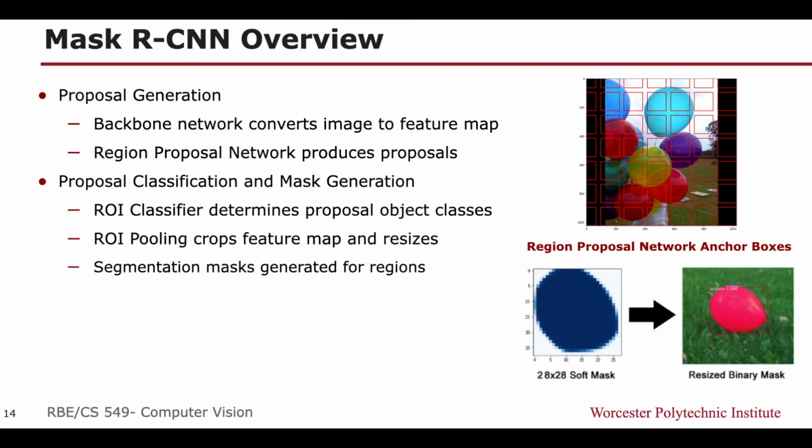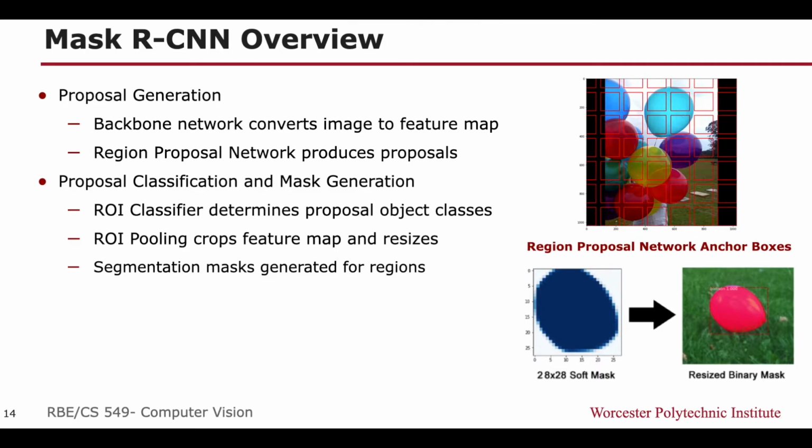So the next neural network we used was Mask R-CNN. It operates in two phases. The first phase is proposal generation. A backbone network converts the image into a feature map. It takes the whole image and makes a roughly 38 by 38 by 2000 feature map that has the various edges, but also outlines objects inside of it.